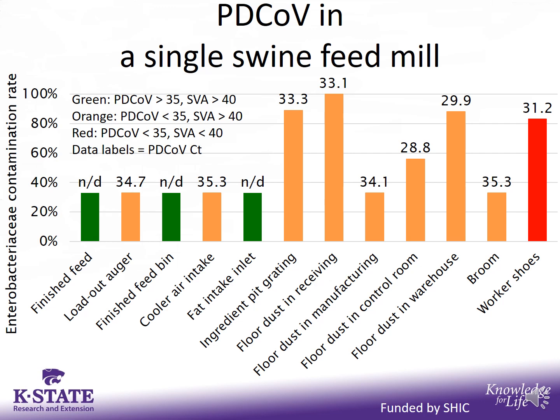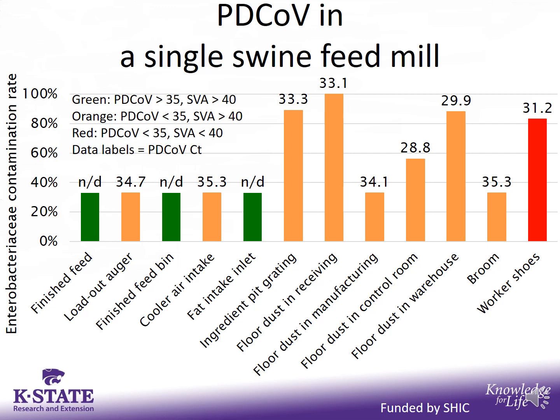I know that it's a busy graph, but what I want you to see is in orange would be those that had positive or detectable Delta coronavirus. Those locations that had high levels of bacteria, like the ingredient pit and floor dust in the receiving and in the warehouse, as well as worker shoes, also had Delta coronavirus on them that subsequently was potentially transmitted to a sow farm. The worker shoes are also shown in red because not only did they have Delta coronavirus, but also Seneca virus, which was associated with a separate break with a sow system that was being fed through this feed mill.